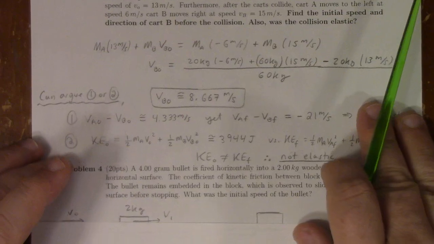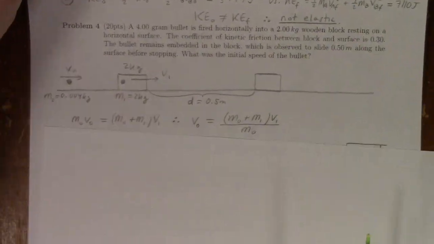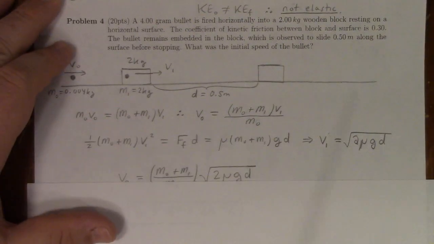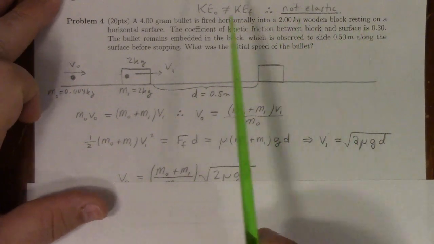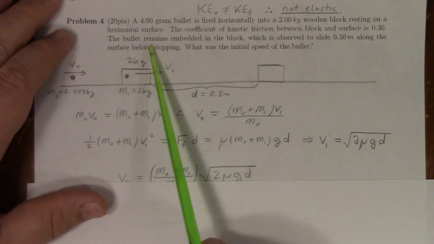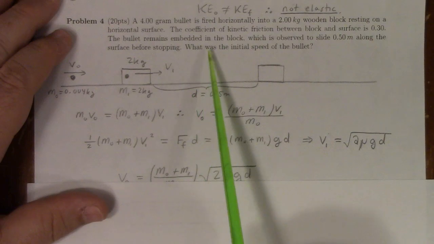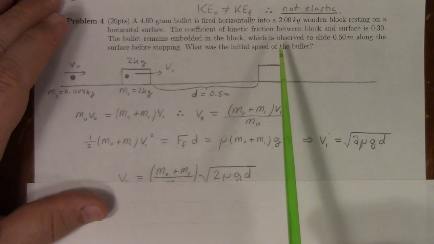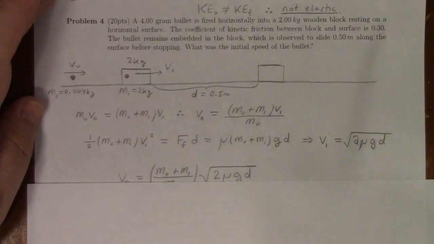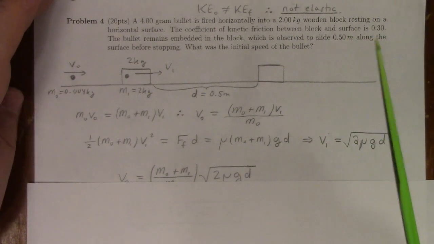Let's see here, next one. Problem 4 here. So we've got a 4-gram bullet fired horizontally into a 2-kilogram wooden block resting on a horizontal surface. The coefficient of kinetic friction between the block and the surface is 0.3. The bullet remains embedded in the block, which is observed to slide 0.5 meters along the surface before stopping. What was the initial speed of the bullet? This problem is a play on the ballistic pendulum problem. All right, this is a variation of the ballistic pendulum problem. Same concepts involved here, just no strings.